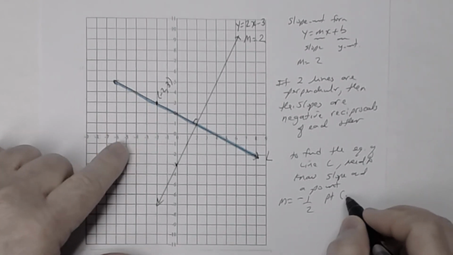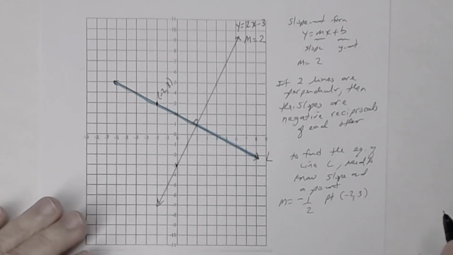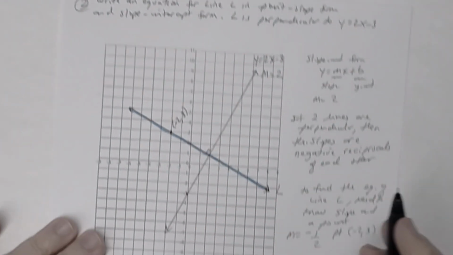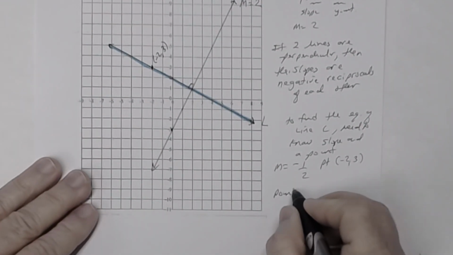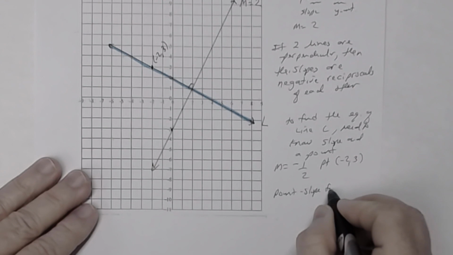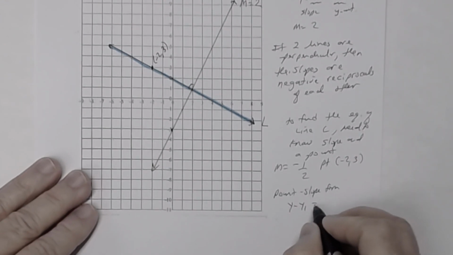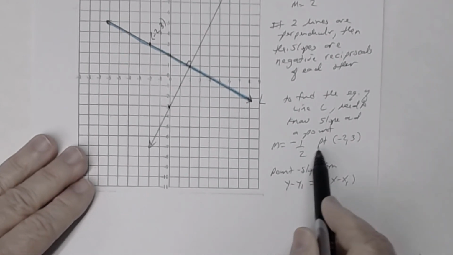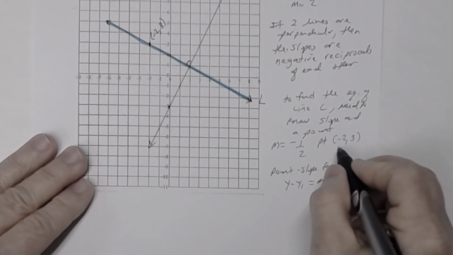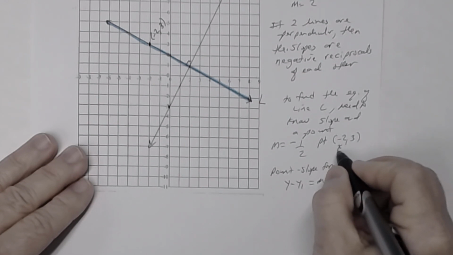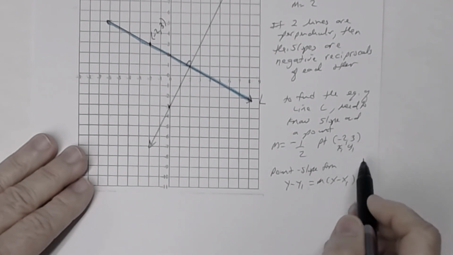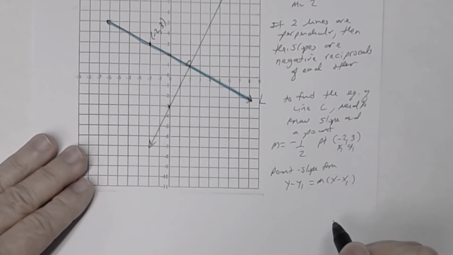is (-2, 3). Once you have this information, you can now go to point slope form. Remember, point slope form is y minus y1 equals the slope times x minus x1. All you do is take this information and substitute it in here. It helps to label your point: this is x1, this is y1. Make sure you substitute the coordinates of that point into x1, y1.